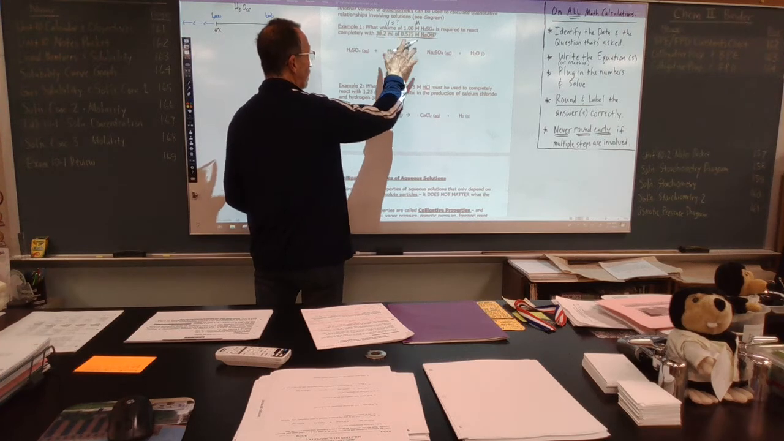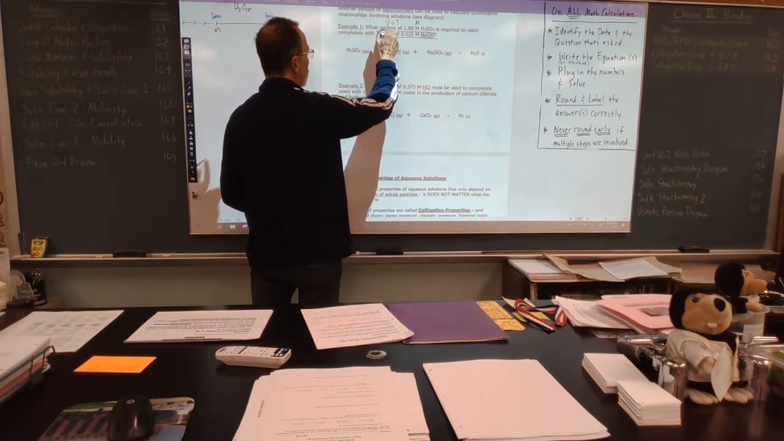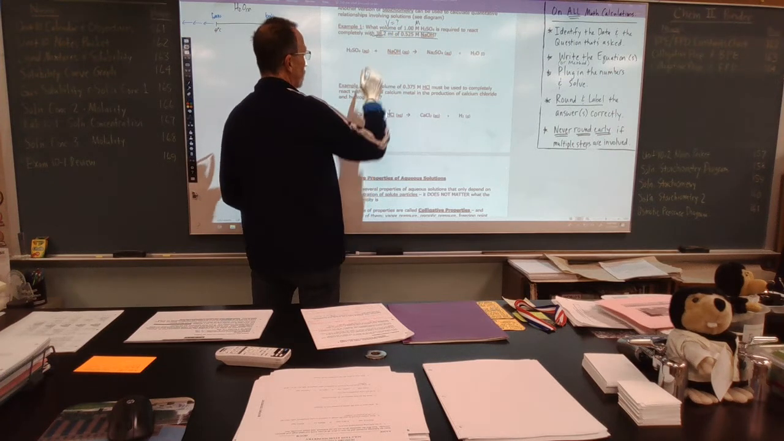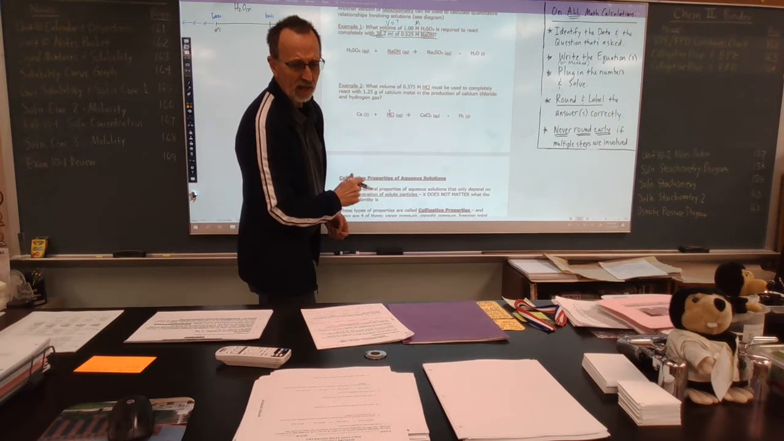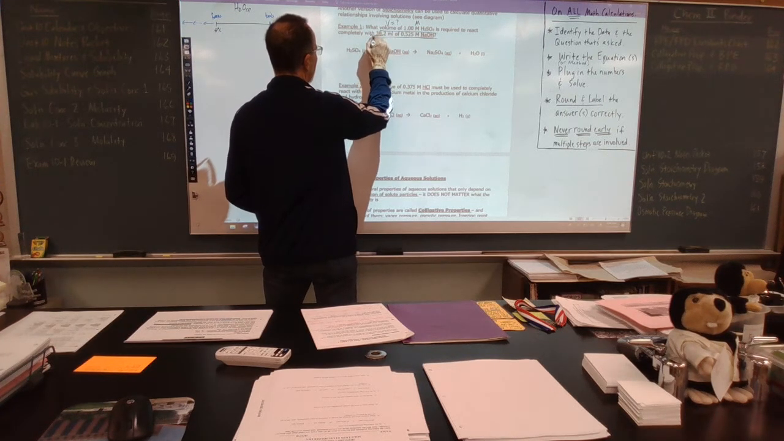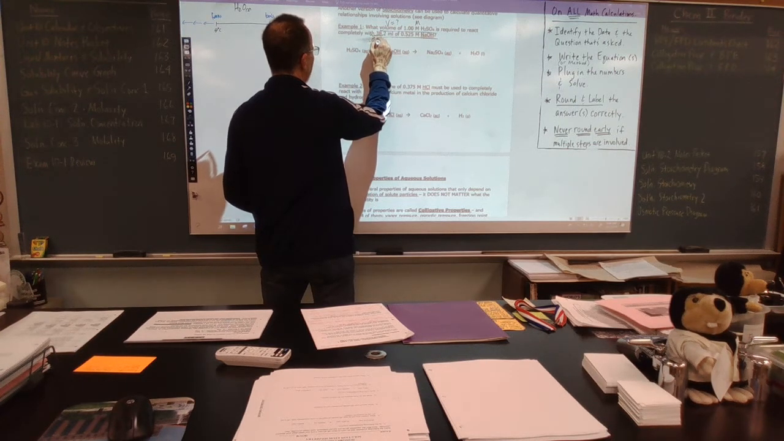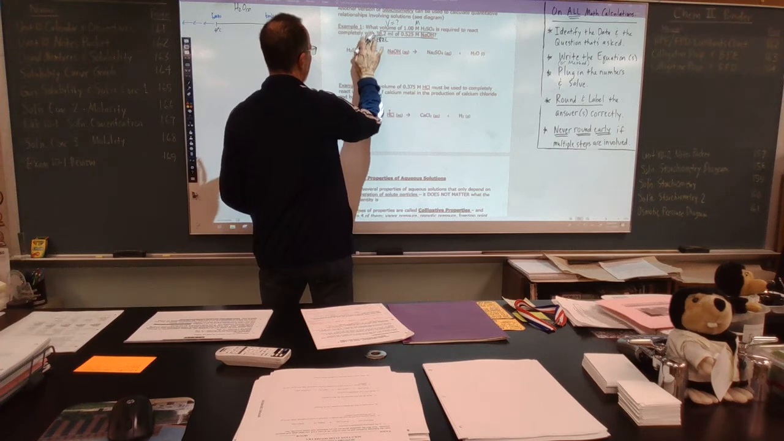This is going to have to be in liters, since molarity is in moles per liter, as we said a little bit ago. So if we just divide by 1,000 and move the decimal three places to the left, that would be 0.0382 liters. There we go.